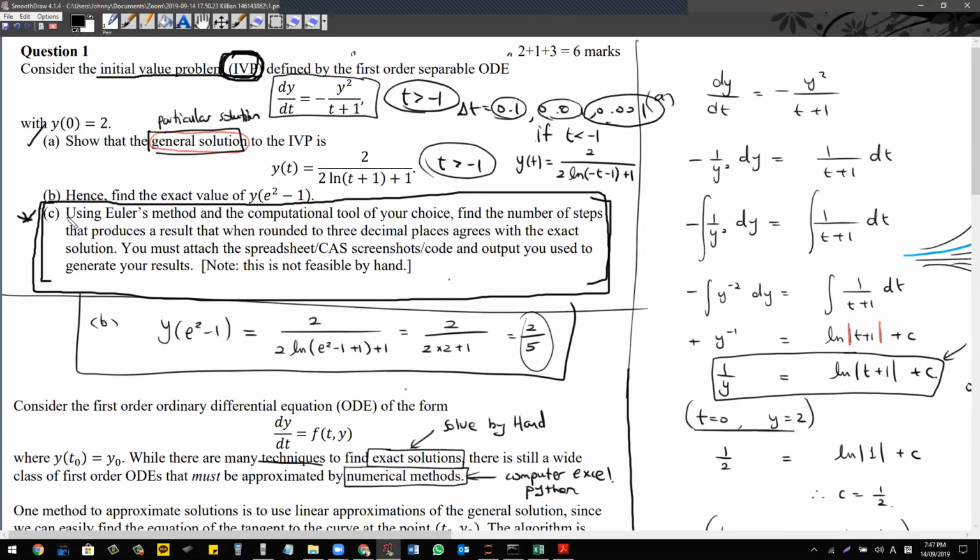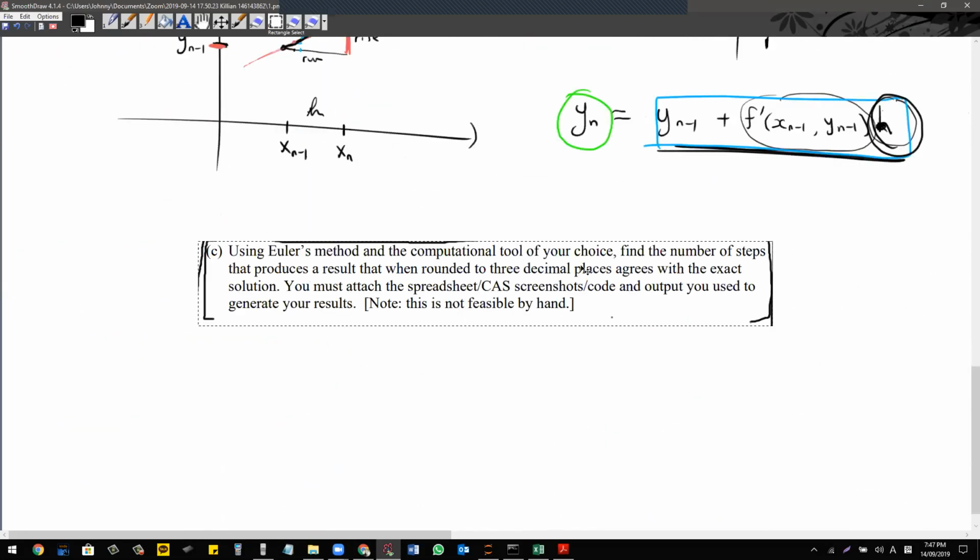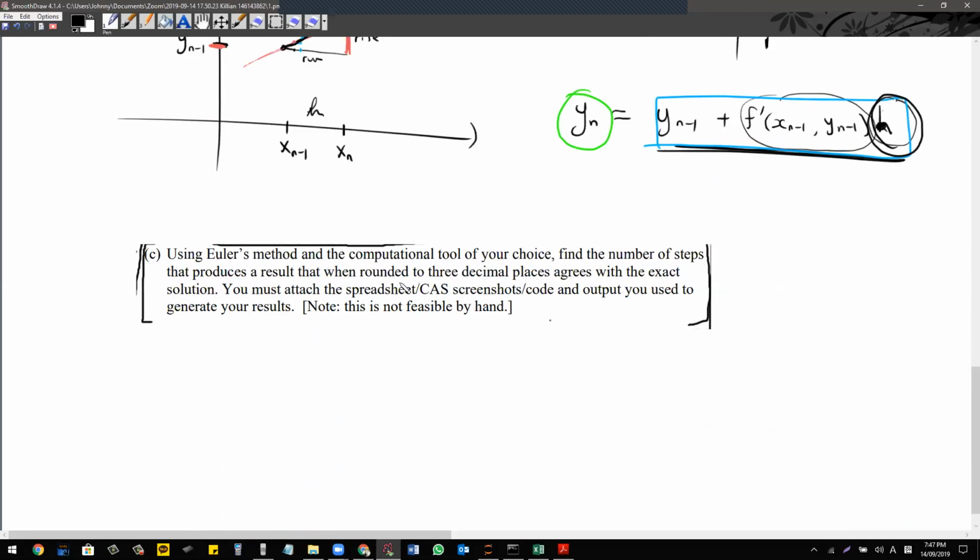So that's the method, but let's have a look at this question and see what it's looking for. It's a little bit ambiguous what they're saying. So using Euler's method and the computational tool of your choice, find a number of steps. Are they looking for the h or the number of steps? Like if you have h equals 0.1 and you're trying to approximate at t equals 6.389, then you need how many steps? 63 or 64 steps, right?